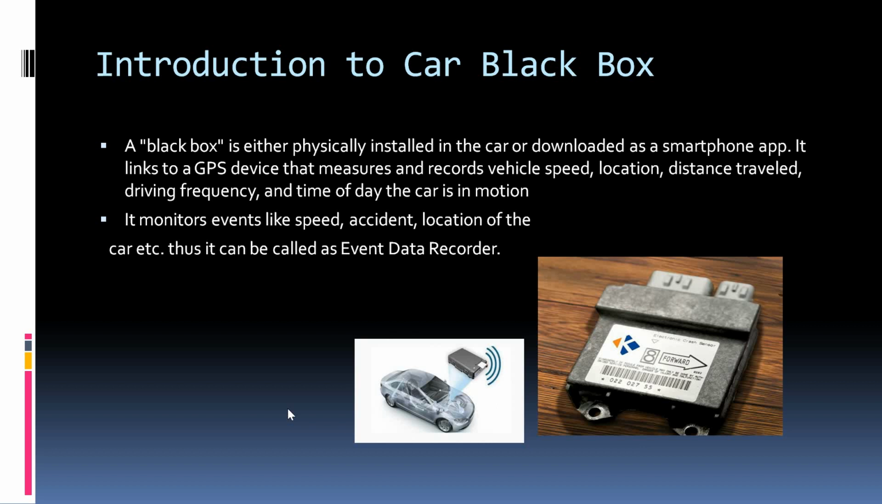Well, what is a black box? A black box is either physically installed in a car or downloaded as a smartphone app. It is linked to a GPS device that measures and records the vehicle speed, location, distance traveled, driving frequency, and the time the car is in motion. It monitors events like speed, accident, and location of the car. They are called event data recorders. This is how a car black box looks.